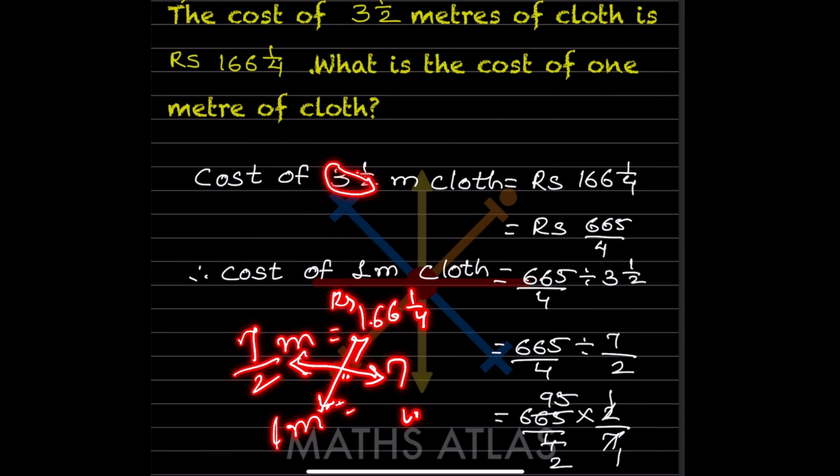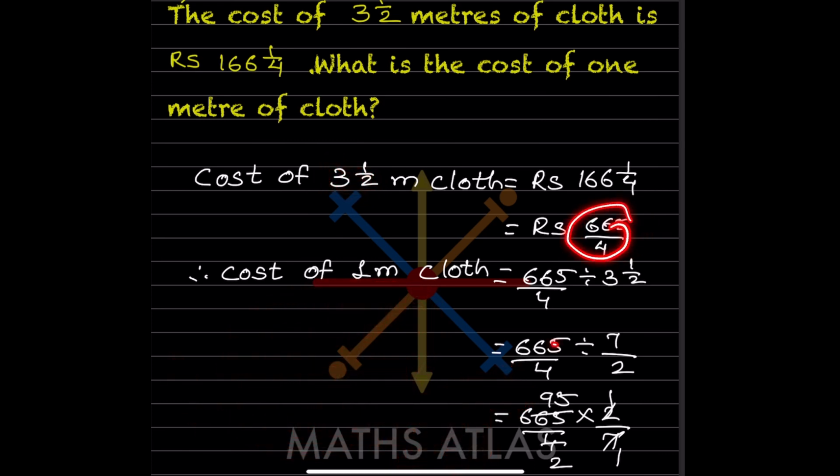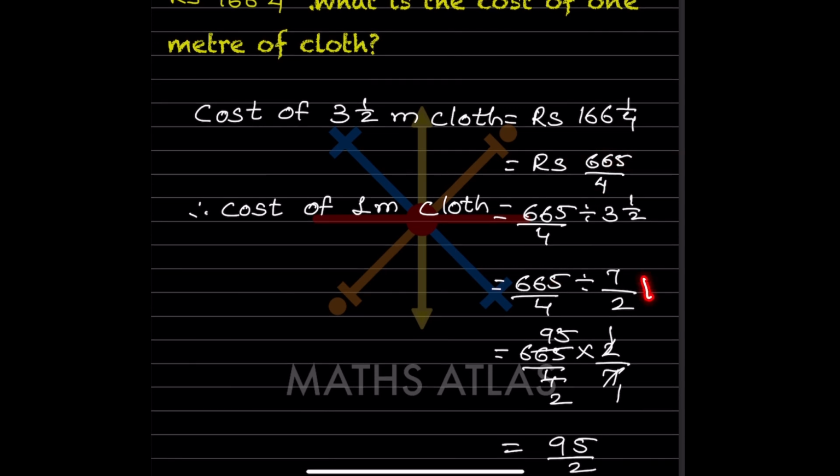So 1 into 166 1 by 4, and 166 1 by 4 is written as 665 by 4. So 1 into 665 by 4 divided by 7 by 2. Hope this is clear to you. You can also write it as divided by this 7 by 2. If you cross multiply this way, it becomes easier to know whether you have to multiply or divide. Now 665 by 4 divided by 7 by 2. This is the important step.